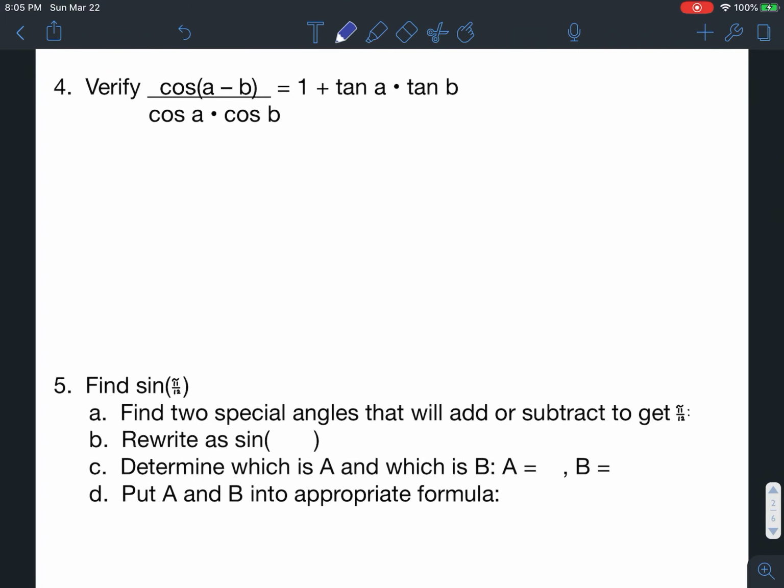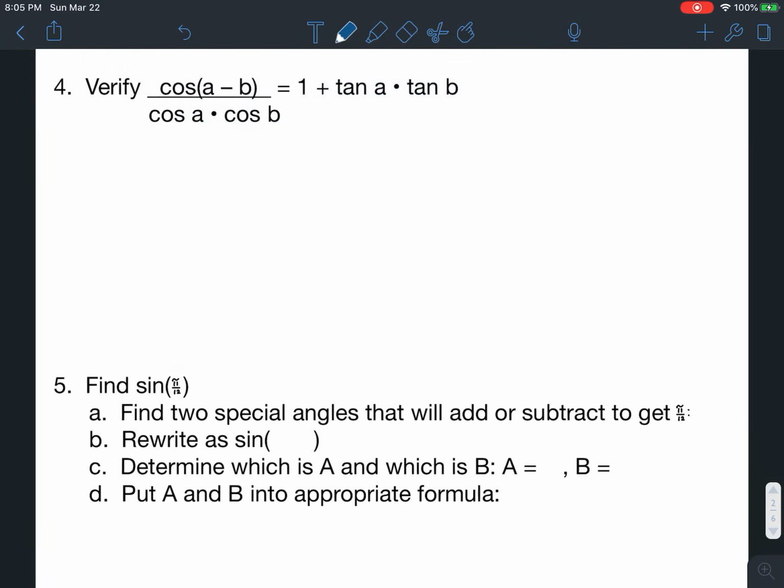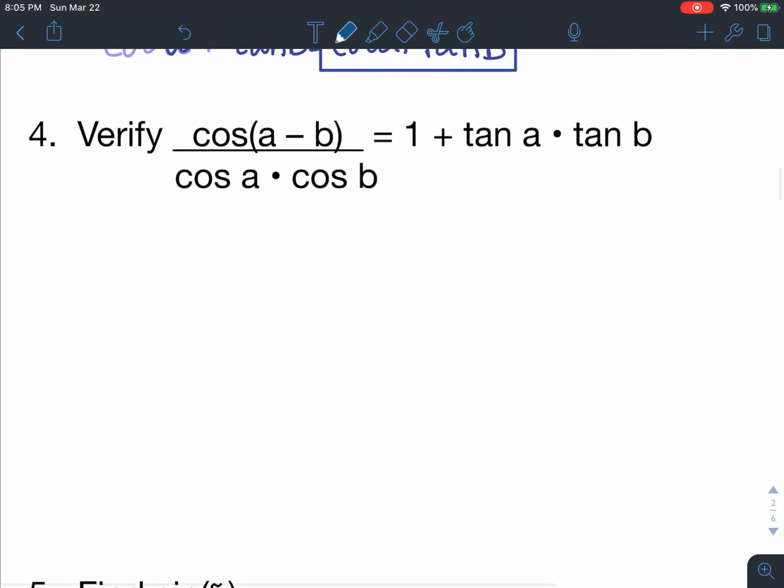Okay. Now you're going to try this one on your own. So what I want you to do now is stop the video, and then try to verify this trig identity. When you're done, turn the video back on and see if you were successful. I wonder how many of you will actually follow those steps. Go ahead, pause the video.